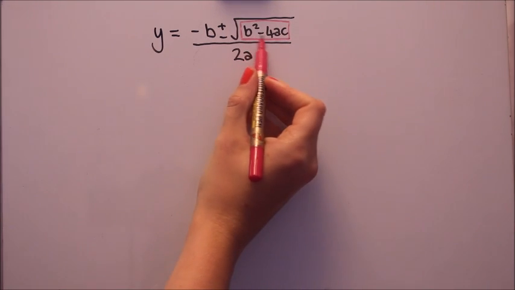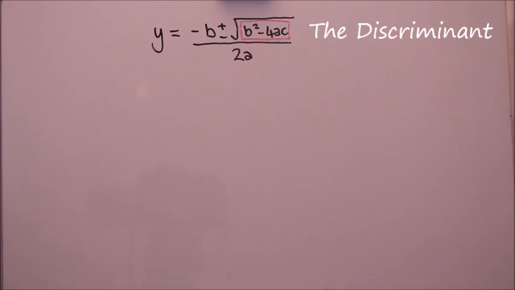So this here, b squared minus 4ac, that's called the discriminant. You don't need to square root it, it's literally just that. So there are three different options we could have. Either it's positive, negative, or equal to 0. Let's look at those three scenarios now.